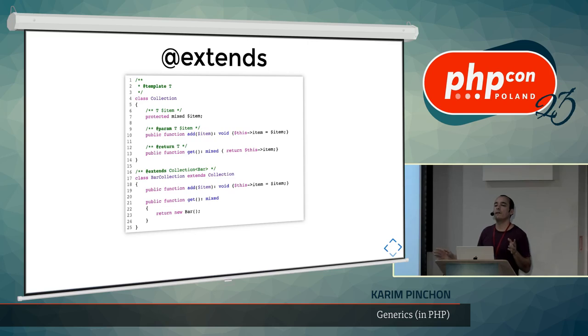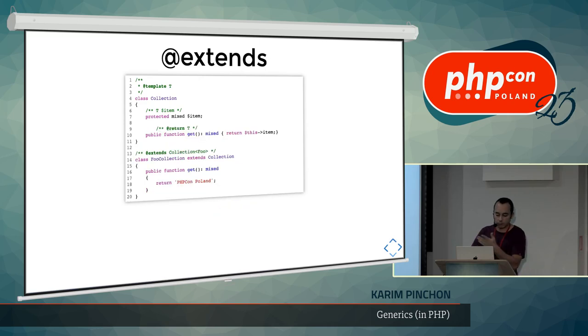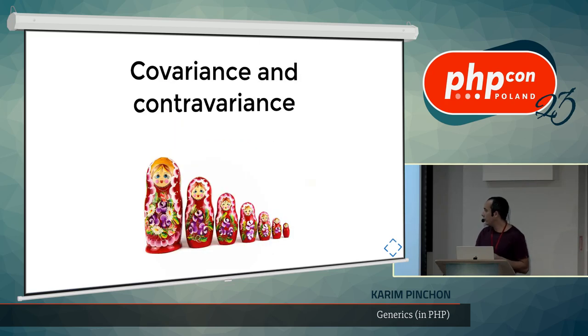Exactly the same thing for class inheritance, so not with @implements, but with @extends. So I will go quick on this example, but you can find the slides and watch it later. Now we will introduce two little concepts called covariance and contravariance.